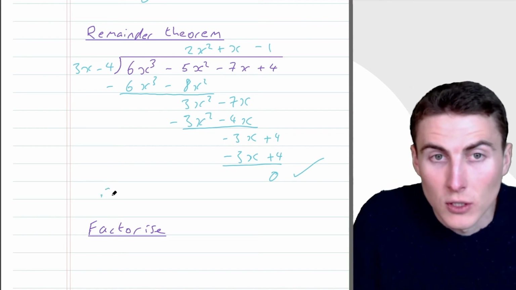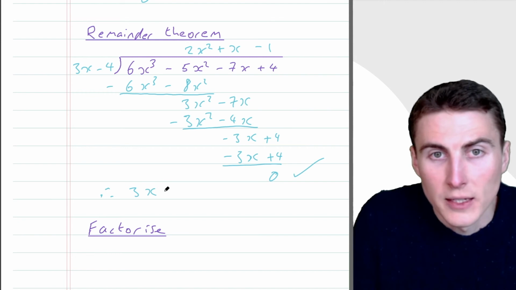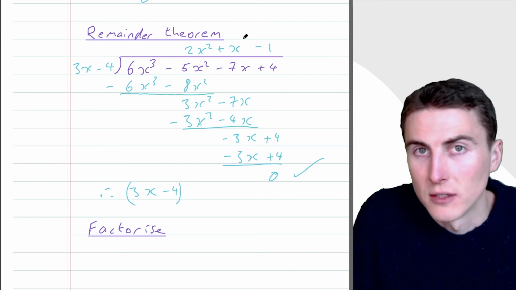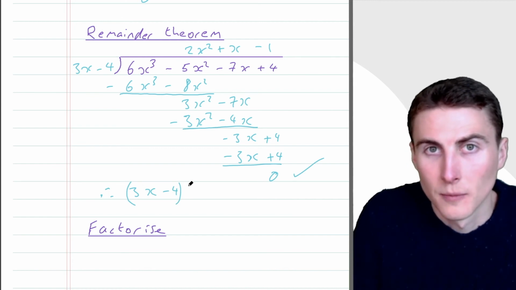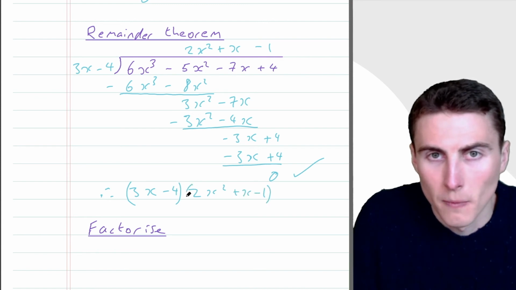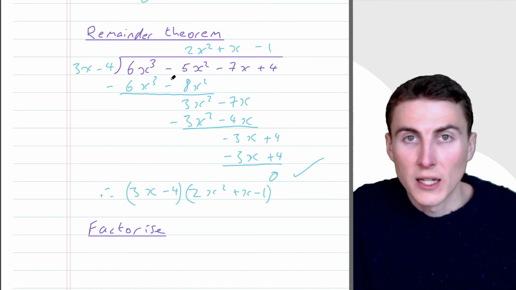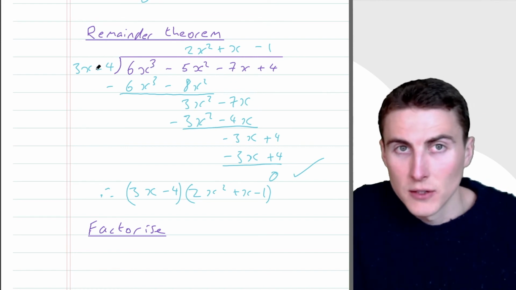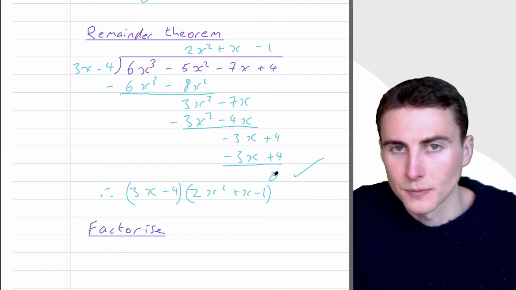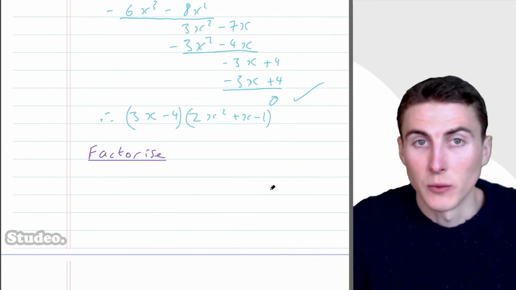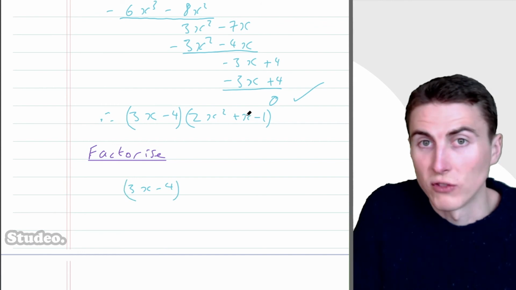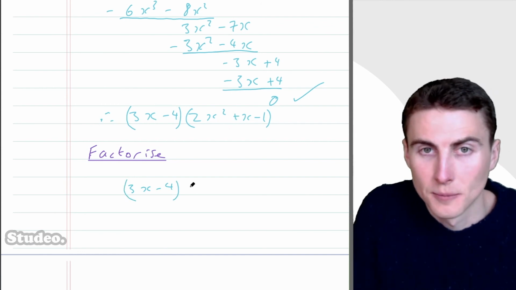Importantly, what that tells us is that we can express our cubic as 3x minus 4 times this, because this here is the other factor: 2x squared plus x minus 1. What we've done here is take this cubic and divide it by this, and that gave us this expression with nothing left over. The very last thing we need to do to fully factorize it is factorize this quadratic part that isn't fully factorized yet.